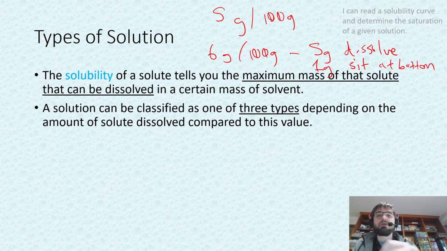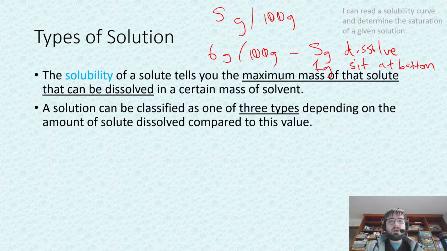Or not dissolve. So depending on whether we're at this threshold, in this case here, we could either dissolve 5 grams in it. We could say we can put that much in it. We could not be quite at that point, or there are a couple of ways we can be above that point as well. We have 3 different names for that.